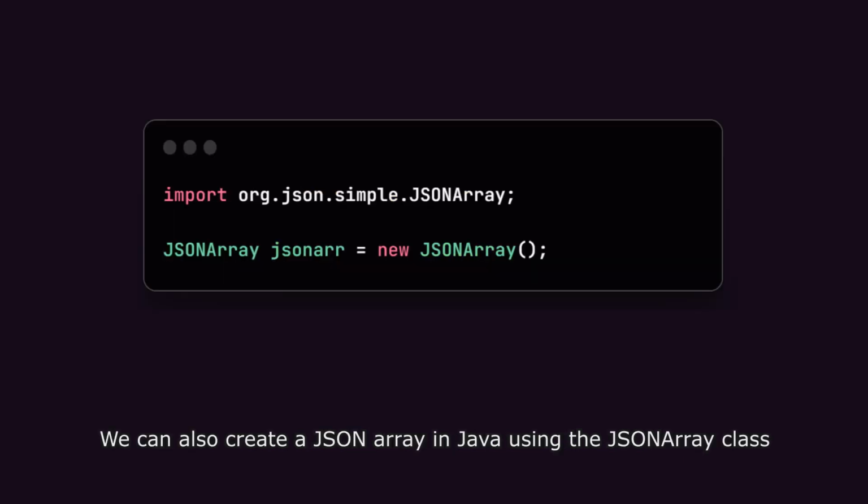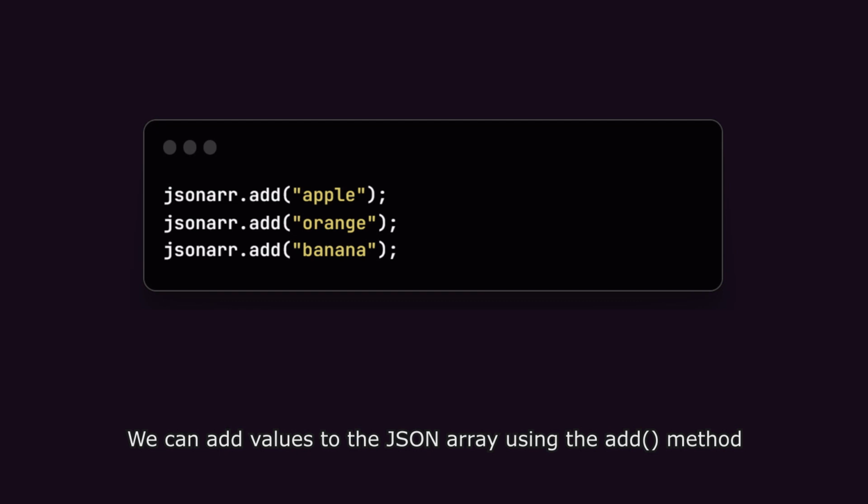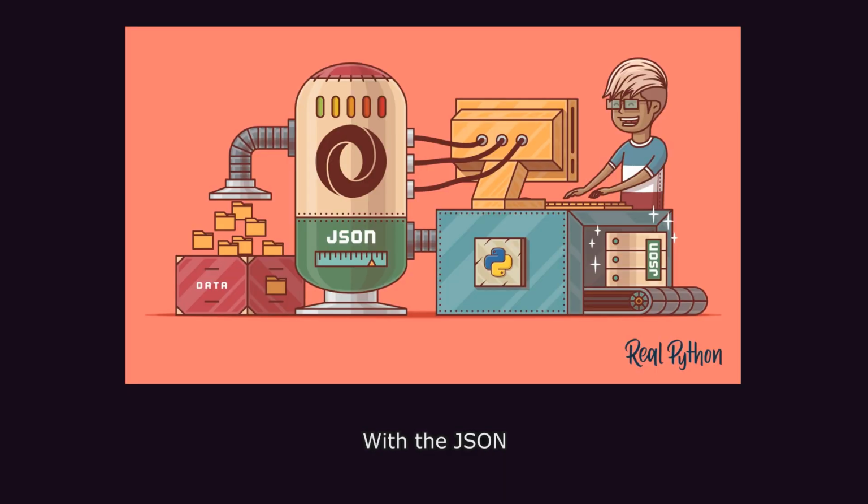We can also create a JSON array in Java using the JSON array class. We can add values to the JSON array using the add method. And that's it. With the JSON simple library, it's easy to work with JSON in Java.